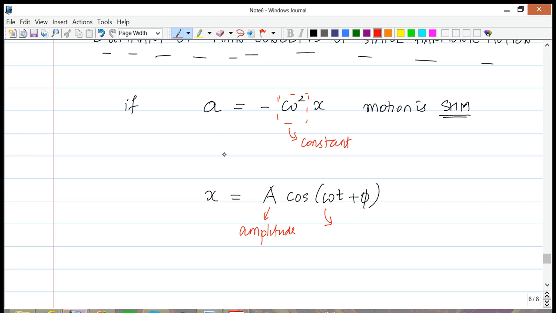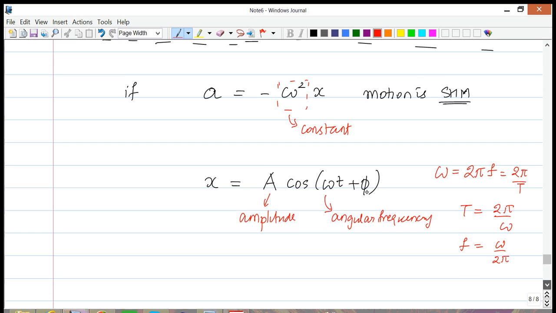Omega is something called the angular frequency, and we know that it is related to the actual frequency and time period. We know that omega is equal to 2 pi times f, which is also equal to 2 pi divided by T. And this tells us that T is 2 pi over omega, or f is equal to omega over 2 pi. So all this is consistent with all the stuff that we've done.